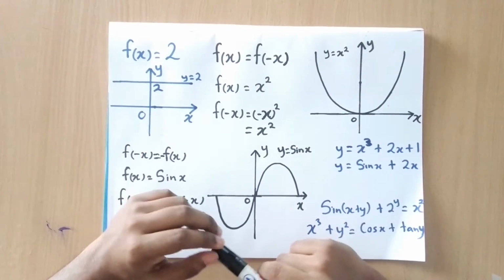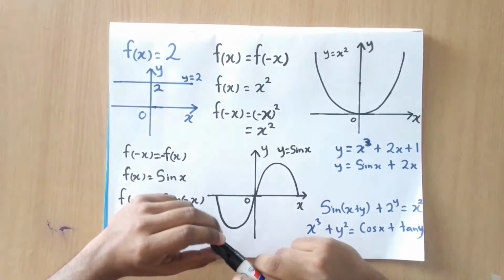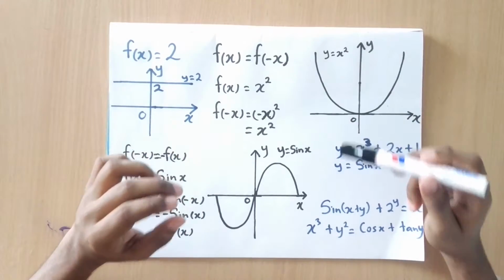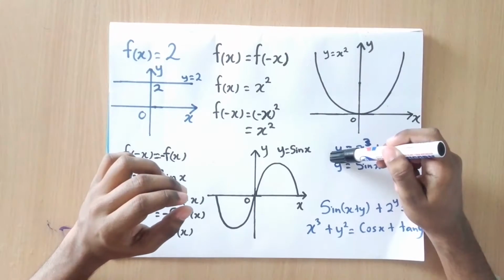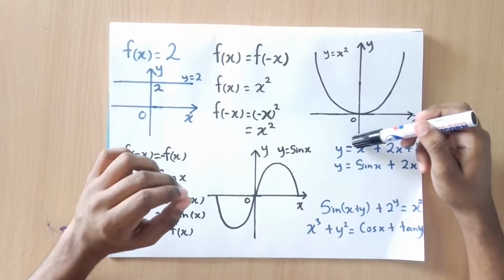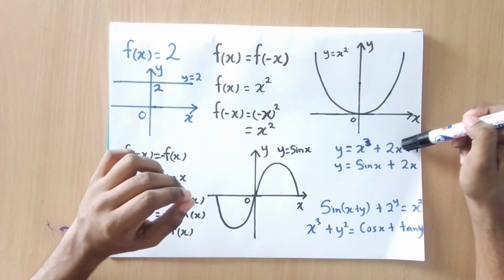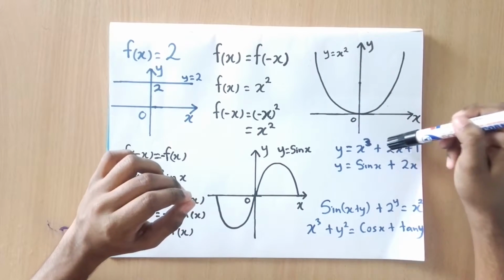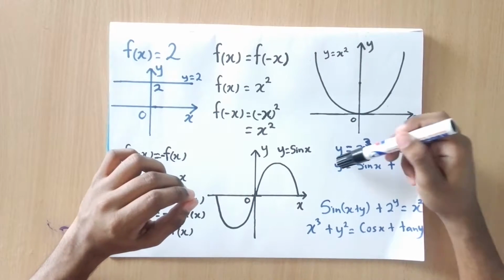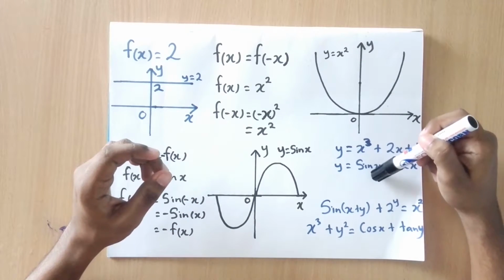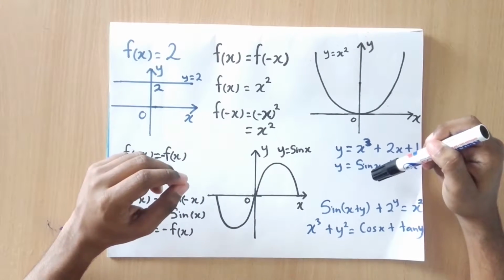Now we move on to explicit functions. Explicit functions are the functions where the dependent variable y can be expressed in terms of the independent variable x. Example, y = x cubed + 2x + 1, or y = sin x + 2x. So these are explicit functions.